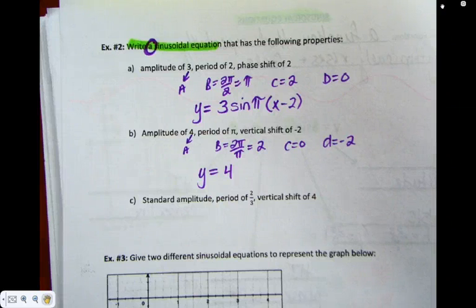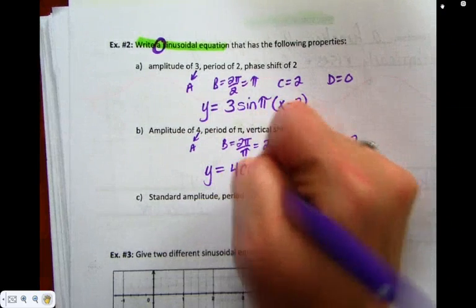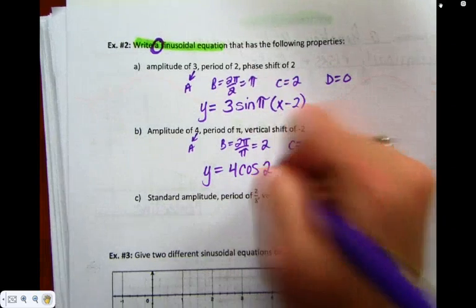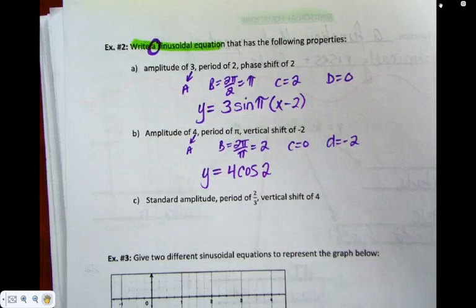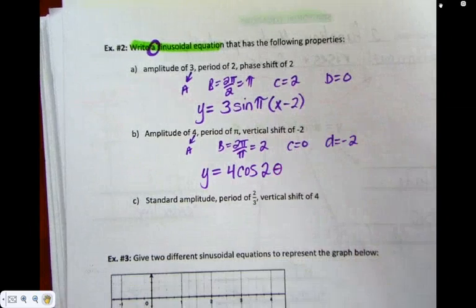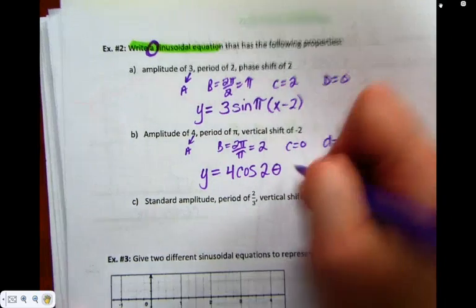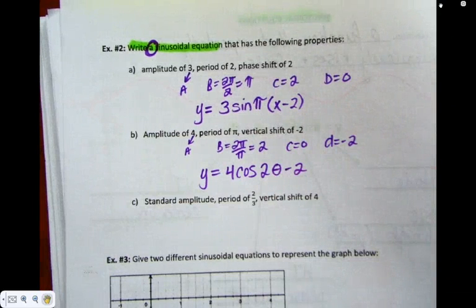Sine or cos, your choice. I'm going to cos this one since I signed the last one. B comes next. Do I need to open a bracket? No. Why not? No. Phase shift. Do I need to use an x as my variable? No. What's my other variable that we sometimes use in sine equations? Theta. I'm going to throw theta in just for fun. And then what do I do with the d value? Just tuck it at the end, -2.